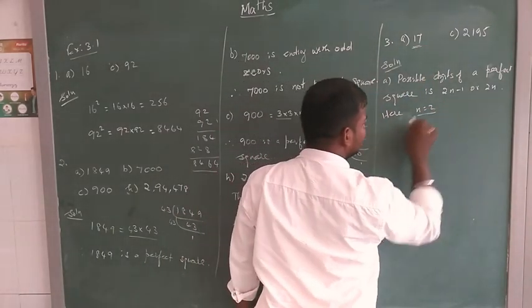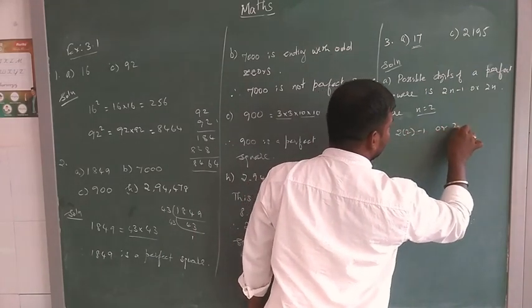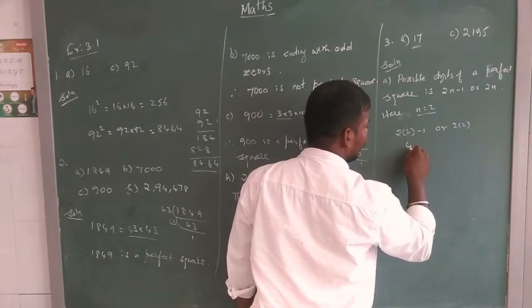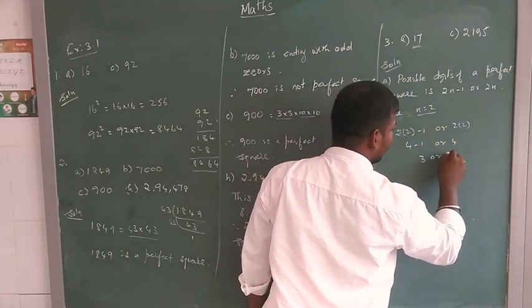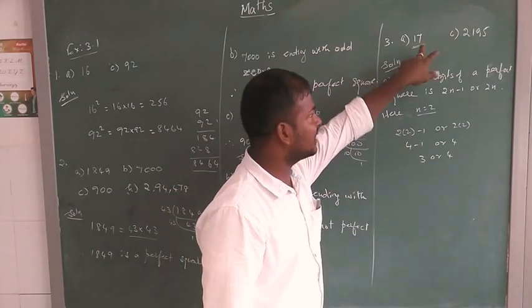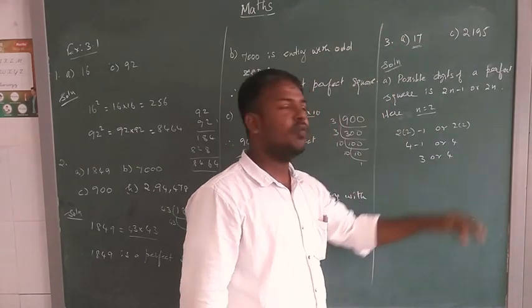So if you apply this formula, what will we get? 2 into 2 minus 1 or 2 into 2. What is the possible outcome here? 2 into 2 is 4. 4 minus 1 is 3, or 4. So 3 or 4 possible outcomes you can get. So your 17 square answer should be 3 digits or 4 digits.